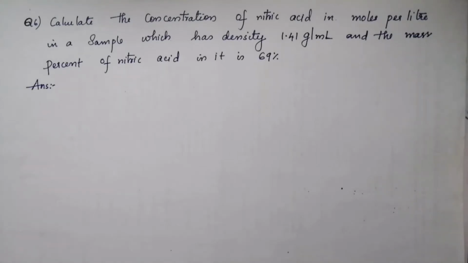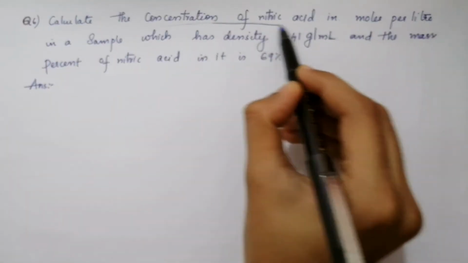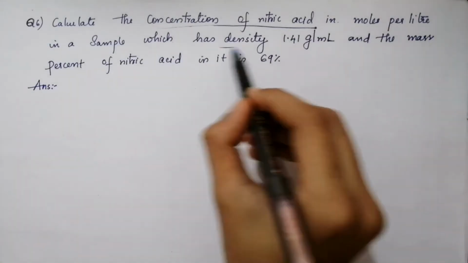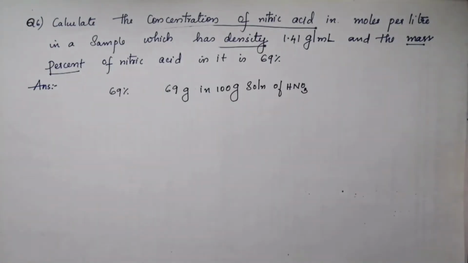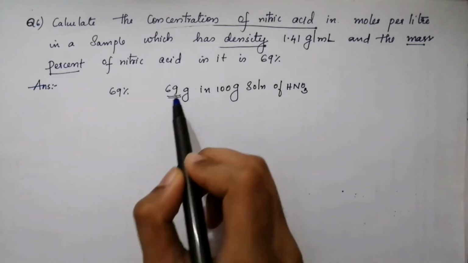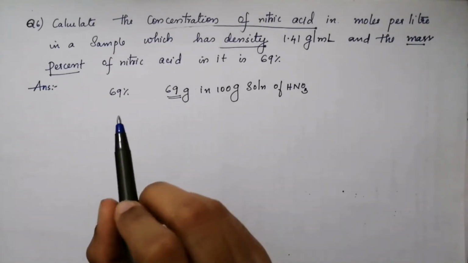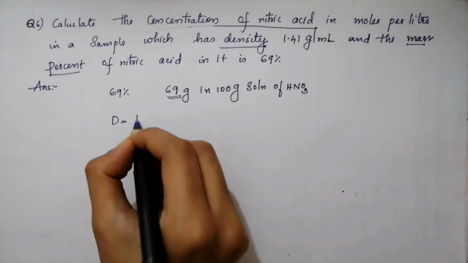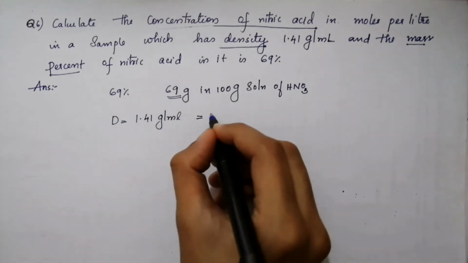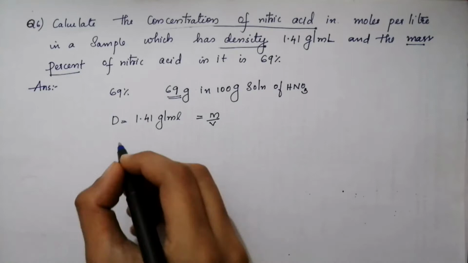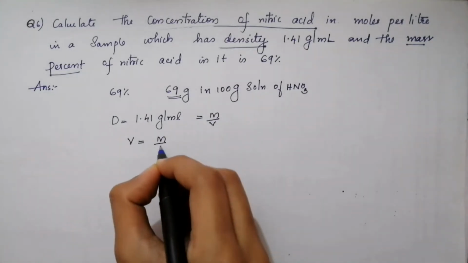So, in this question, we are asked to calculate the concentration of nitric acid and we are given the density as well as the mass percentage of nitric acid. It is given the mass percentage of nitric acid as 69%, which means a 100 gram nitric acid solution contains 69 gram of nitric acid by mass. Next, we have density as 1.41 gram per milliliter. We all know that density is mass by volume, from which we can calculate the volume as mass by density.